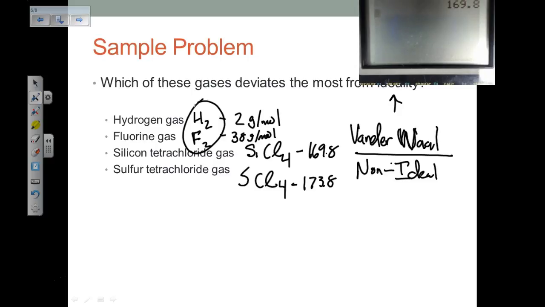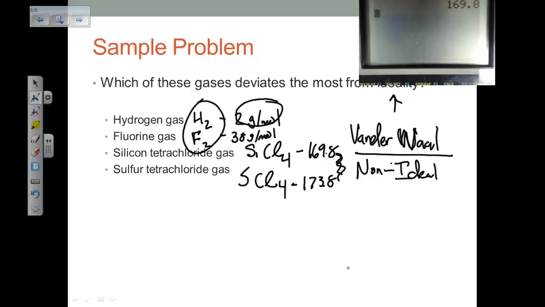So here's what I know. These two guys are not going to be the answer, because what do we need? We need them to be big and or polar. These guys are not big based on their molar mass. 2 and 38, not big at all. Okay, these folks are big, bigger at least. Okay, so now how do we tell the difference between these two and these two? We can't just say that it's this because it's bigger by 4. 4 is not a huge difference in size.